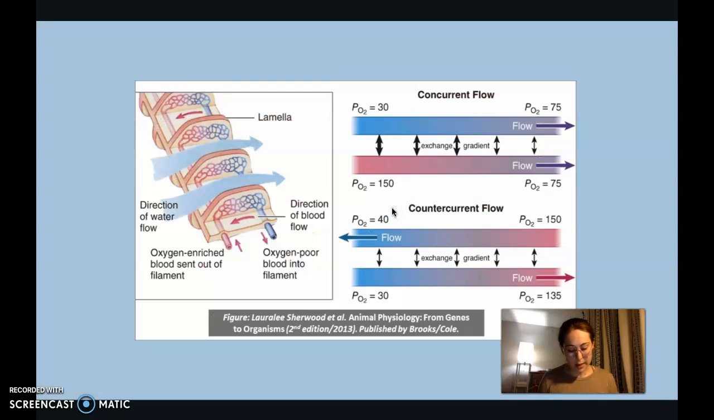Inside the gill lamellae is a capillary network. The concentration gradient of oxygen is maintained through a countercurrent exchange. This happens when the water flows over the gills in the opposite direction of the flow of blood in the capillaries. It ensures equilibrium is never met, and the diffusion gradient is maintained across the entire length of the lamella. This is how the fish obtains oxygen into its bloodstream.